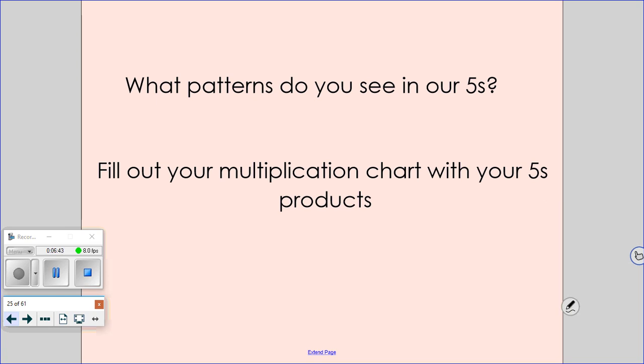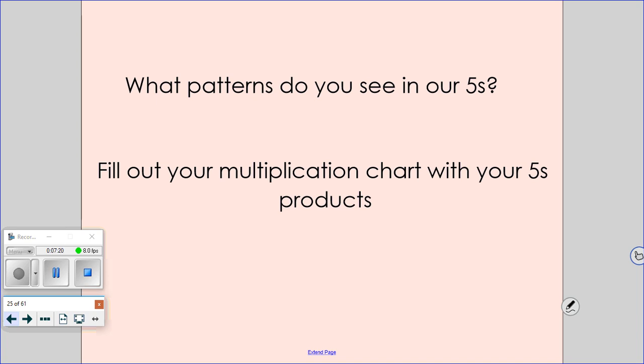What was one pattern you saw when we were coloring in our products of 5? Mason, what did you see? I saw that we just had to go to 5 and then go down to the bottom. Is that the only thing you colored? And go to 10 down. Look at the ones column.